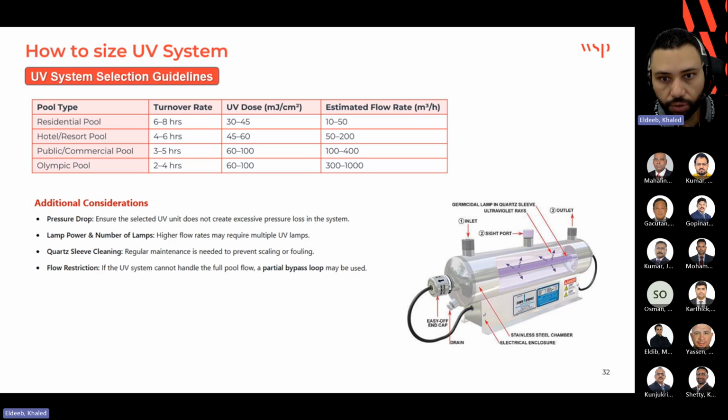We can use this table as a reference to match the ultraviolet system capacity with the flow rate at the required dose that we need. We should select an appropriate ultraviolet dose from 30 to 100 millijoules per square centimeter. So from this table, you can size the ultraviolet system.